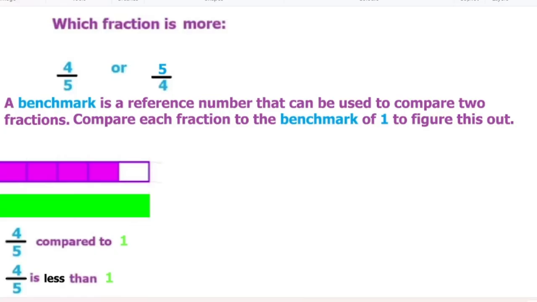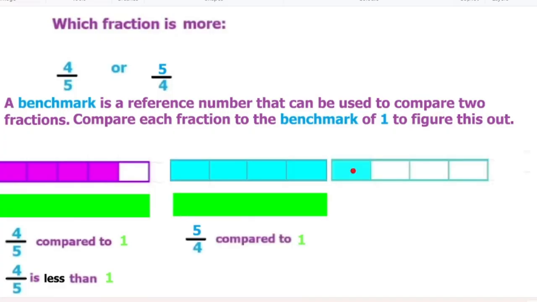So now we compare 5 over 4. So this is 1, 2, 3, 4, 5, and over 4. So it's out of 4 pieces. So when we compare that to 1, this is how this looks. Here's 1. So now we can say that we know for sure that 5 over 4 is greater than 1, right? So because there's this many shaded pieces and this is 1, right?